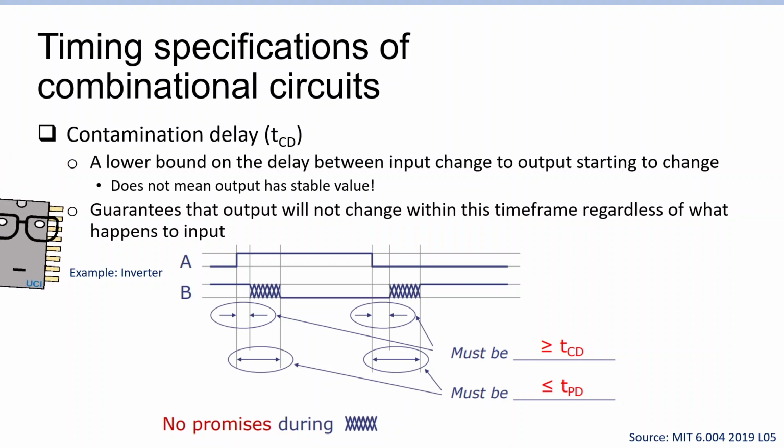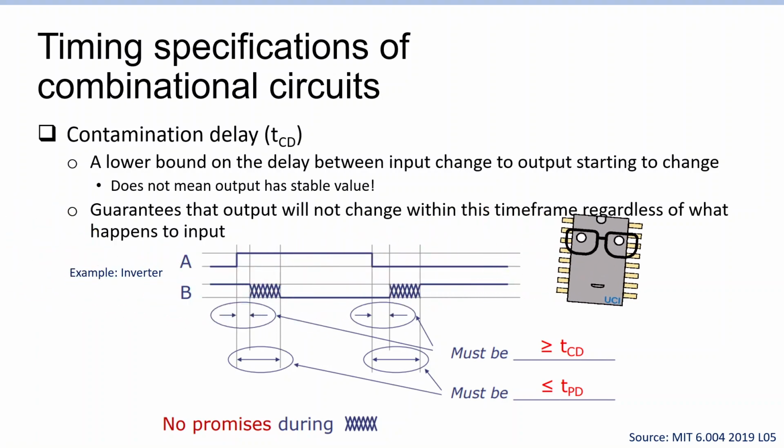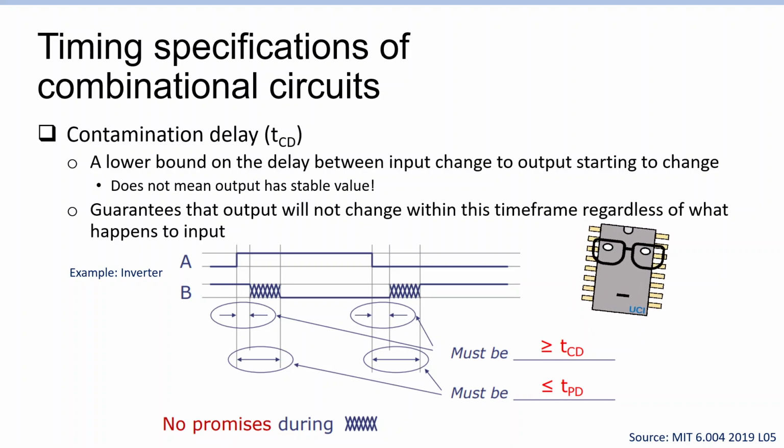So a contamination delay value of a particular circuit guarantees that the output of this combinational circuit will not change within this time frame, regardless of what happens to the input. If at this point in time the input does something wonky, if it changes to a fuzzy value or anything like that, the output of this circuit will at least hold the previous value for the contamination delay amount of time.